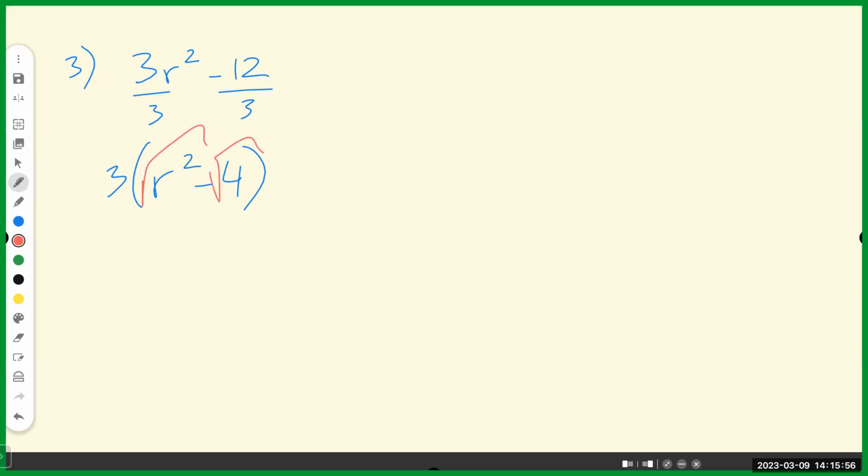3r squared minus 12. Are you guys ready? First up is always to factor out the greatest common factor. Divide by 3, divide by 3. So I now have 3 times r squared minus 4. That looks like the difference of squares to me. Square root, and I'm gonna have 3 times r plus 2, r minus 2.